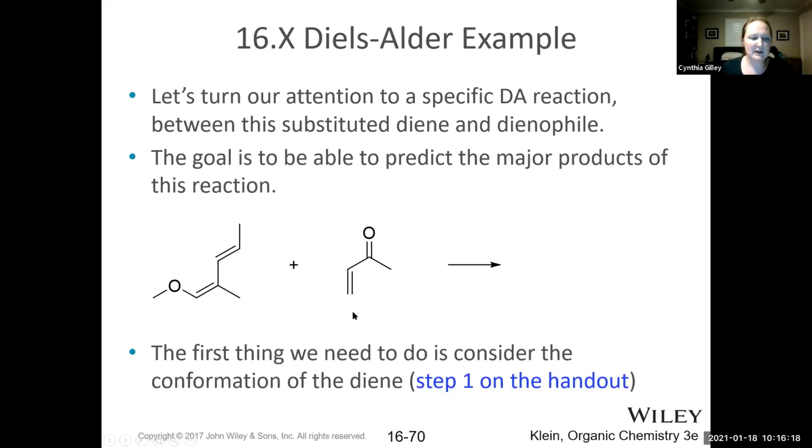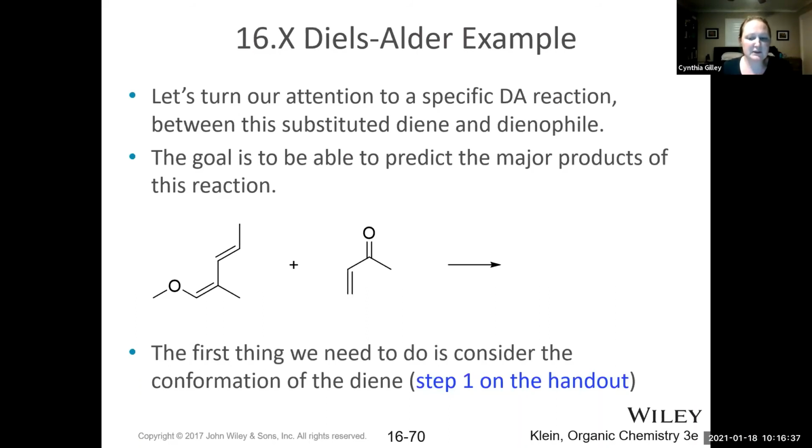And the goal is to be able to draw the product entirely, right, considering all three steps. So rotating the S-cis, considering regioselectivity, and also considering stereoselectivity.